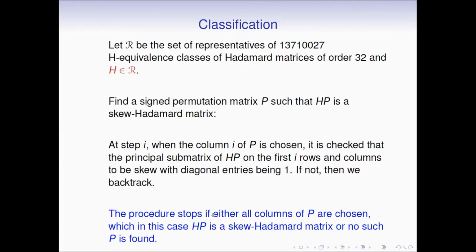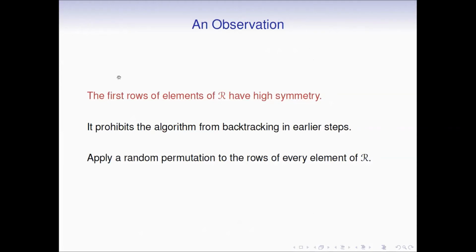The procedure stops if P is constructed, which means all columns of P are chosen, or no P was found, which means that that class doesn't contain any Skew-Hadamard matrix. Here is an observation to, in fact, make the procedure possible in terms of computational time.